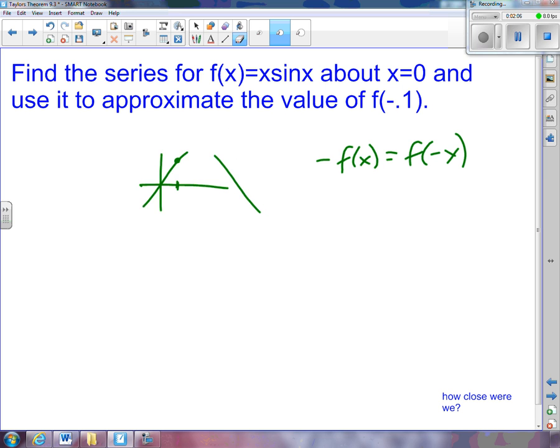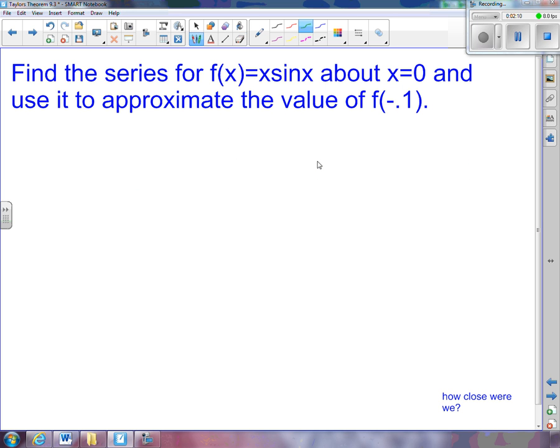So that should be your clue. What is the series for sine of x? x minus x cubed over 3 factorial plus x to the 5th over 5 factorial. How did you not start with 1? The sine of 0 is 0. Okay, that's fine.